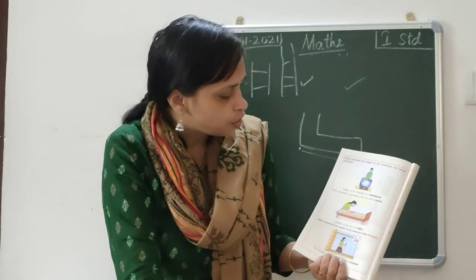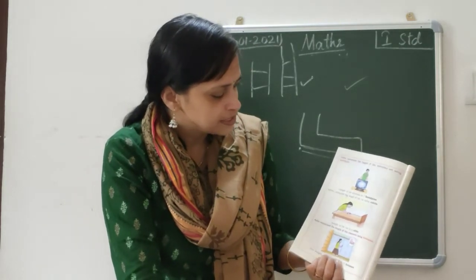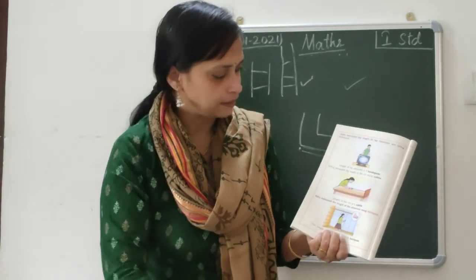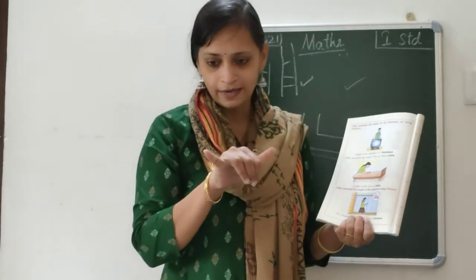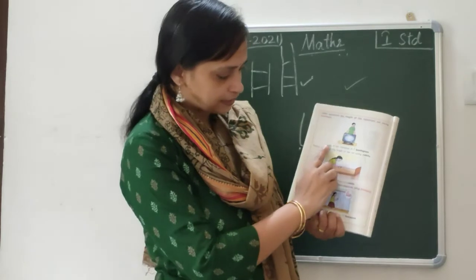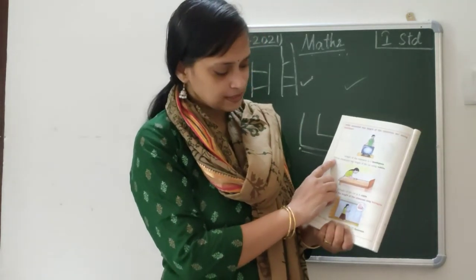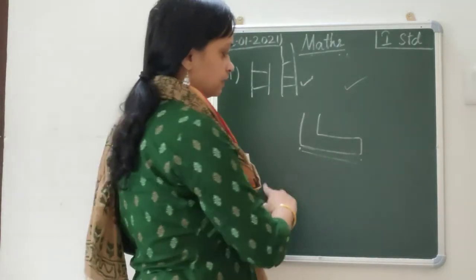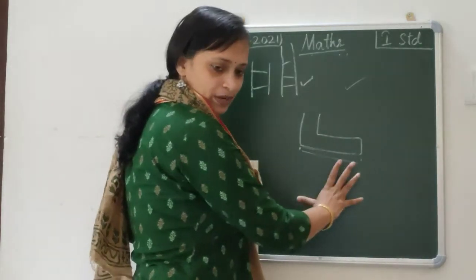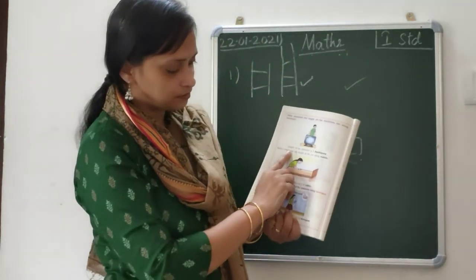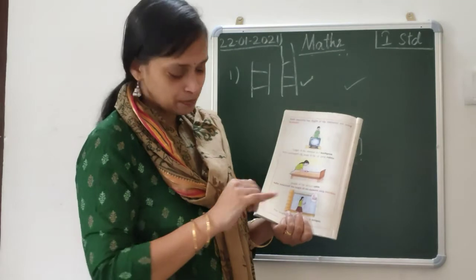John measured the length of the television set using hand span. So he is using his hand to measure the length of the TV. The length of the television is 5 hand spans, which means he measures the TV like this. When he did this, 5 times he went. So the length of the television is 5 hand spans.